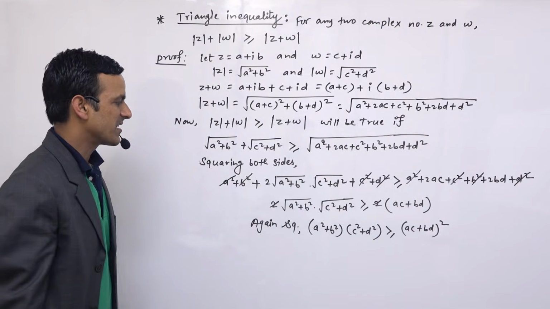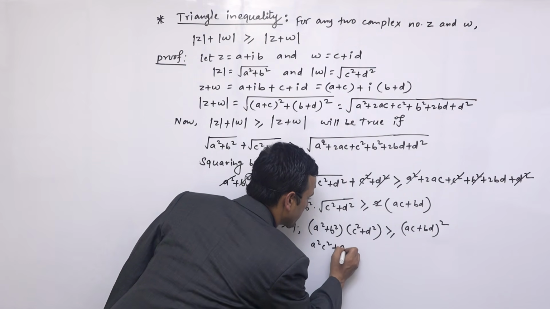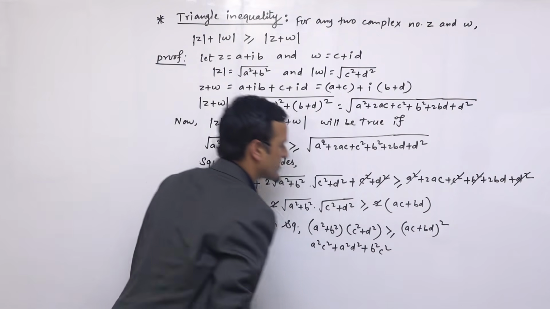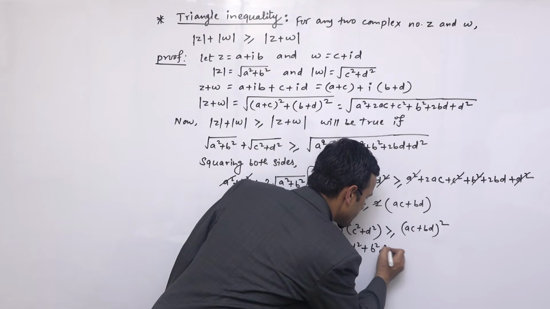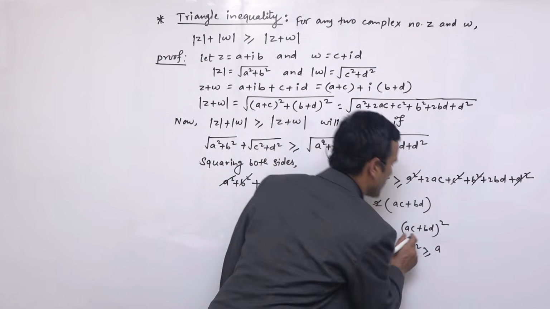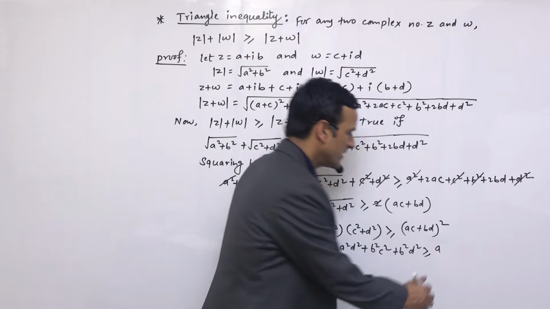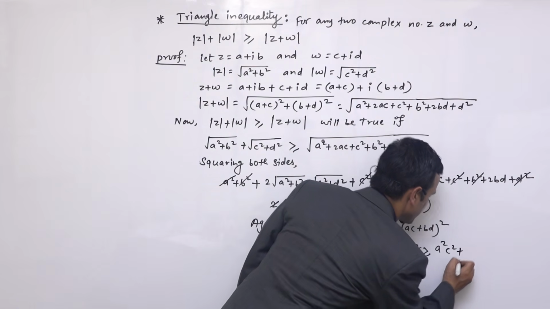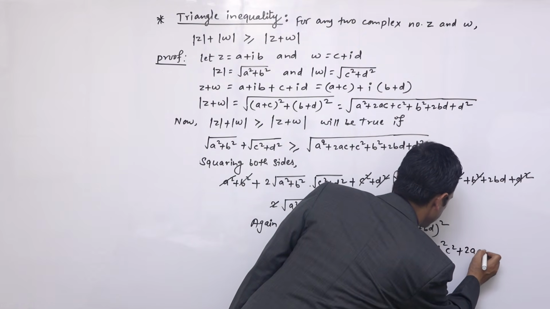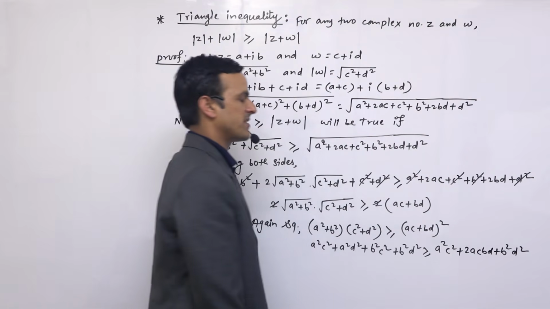Now solve it. This into this means a square c square plus a square d square. b square c square means b square c square. b square d square means b square d square, greater or equal to, now (a plus b) whole square. We can use the algebraic formula in this step. So a square means a square c square plus 2ab means 2acbd plus b square means b square d square.